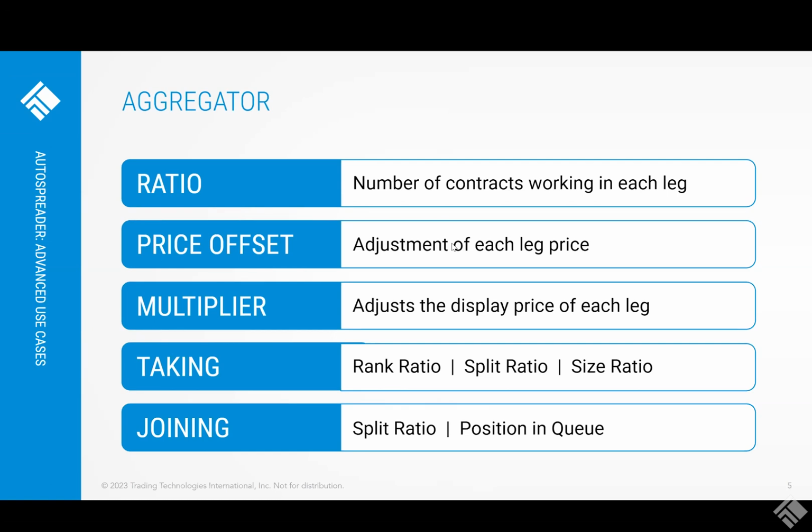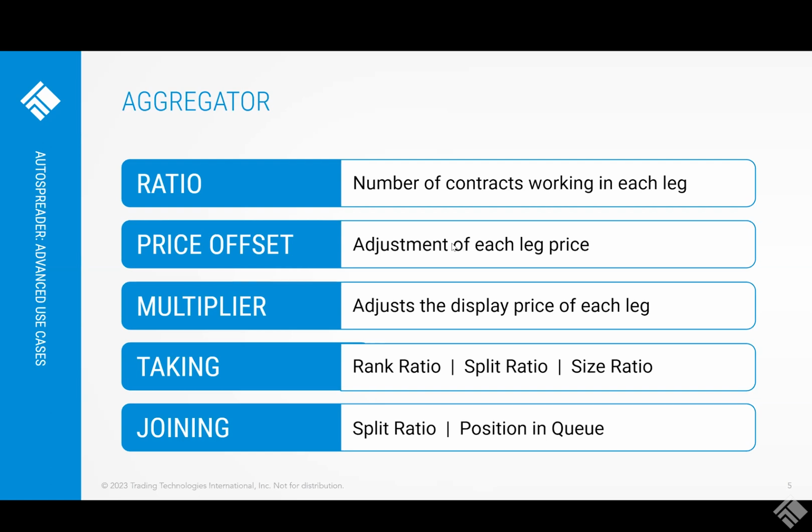And then once we configure that, we'll need to go into how the taking and the joining will work. You need to set the aggregator's behavior for joining. That's the resting orders in the market, and taking, trying to achieve an instant fill by hitting or lifting. We'll discuss taking first. There's 3 rules that you can use there. Rank ratio is assigned to each leg of the aggregator. So whichever one is in leg 1, it would route there first, and then it would route to the second leg, and so forth.